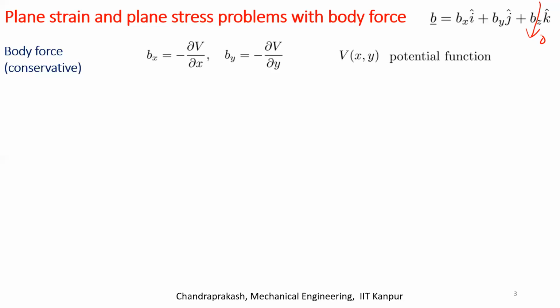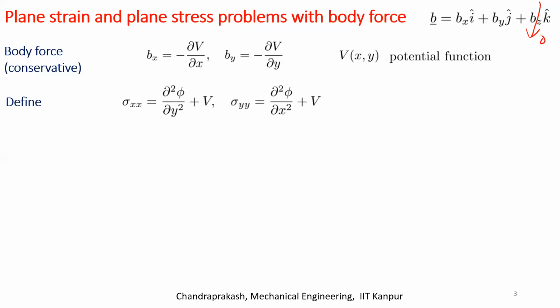And this is how it is defined. Bx is negative of partial V by partial x, and By is negative of partial V by partial y. The negative sign is coming because this is a conservative field. Otherwise, you will end up with a plus. And now this is how we will define the stress functions.